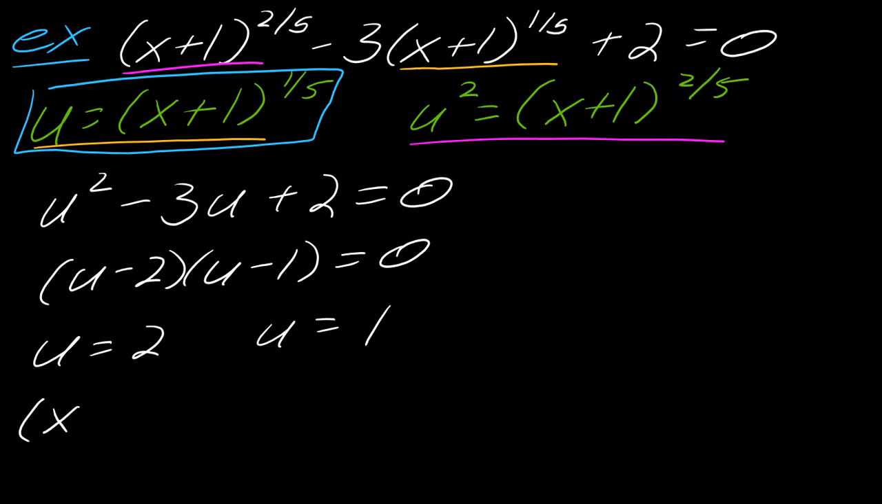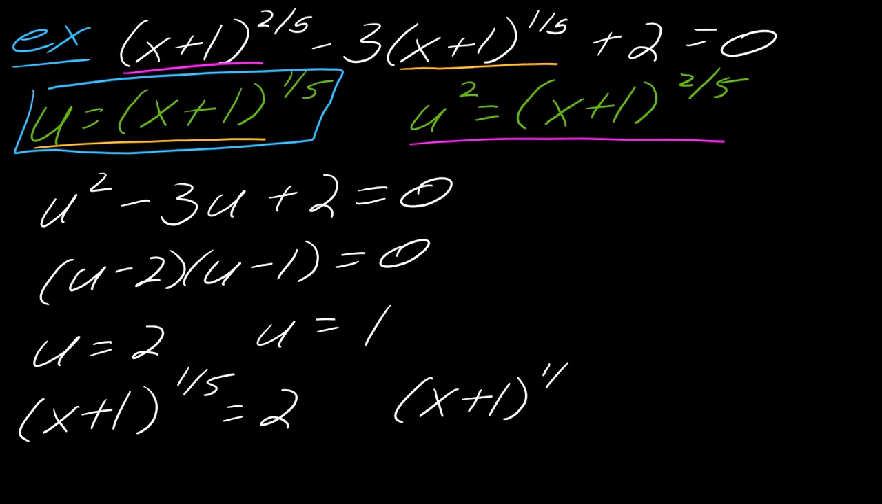So this becomes x plus 1 to the 1/5 equals 2, and x plus 1 to the 1/5 equals 1. And now, like I said, you've got to put your thinking cap on, because anything goes to solve this last part. So you have to just think of all the math you know. So if I want to get rid of this rational exponent, what I'm going to want to do is take both sides to the 5th.